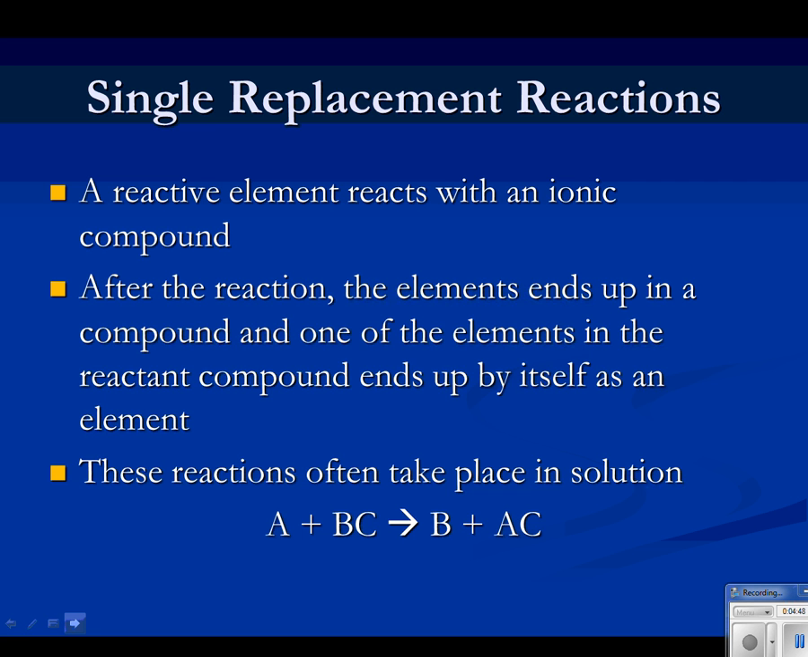Now single replacement reactions, this is when a reactive element reacts with an ionic compound. So after the reaction, the element ends up in a compound, and one of the elements in the reactant compound ends up by itself as an element. So the reactions often take place in solution. And so if we look here just with the ABC example, you can see you have A, so the element there, plus BC, which would be the ionic compound, gives you B plus AC, where that A and B are both metals, and they switch place from reactants to the products.